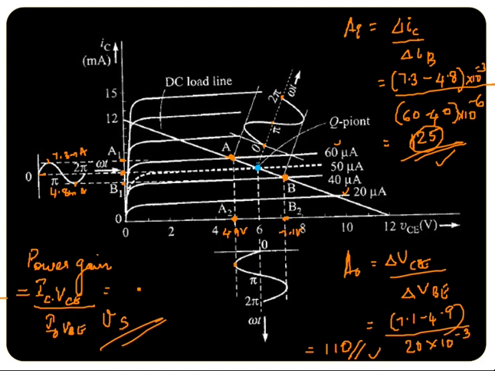What is that? This is the current gain into the voltage gain, AV. What is the value? That will be 125 into 110, so this amplifier is offering a significant power gain of 13,750. That is why this common emitter finds application in amplifier circuits. It can offer significant power gain to the input signal.